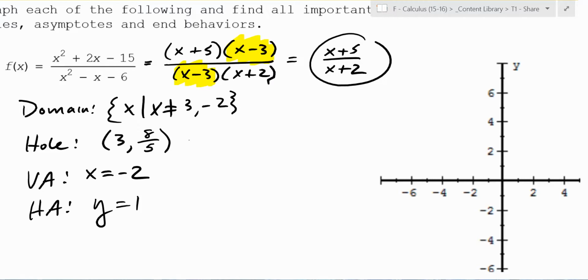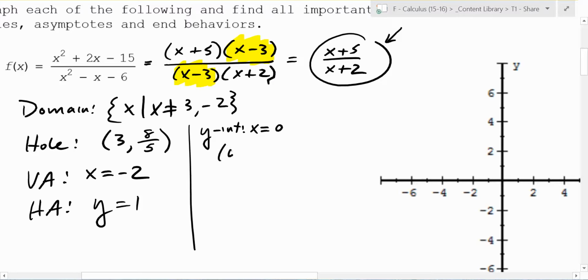Bingo. Which one do you want to do first? Y first. Let's do the y-intercept first. So the y-intercept is when what is true? So let's plug in x equals 0 right there, and what do you get? 5 over 2. Correct.